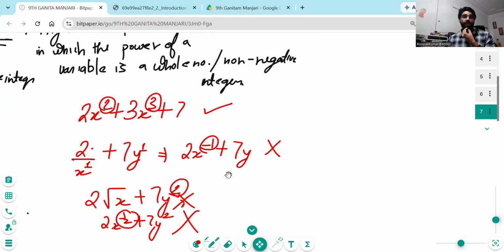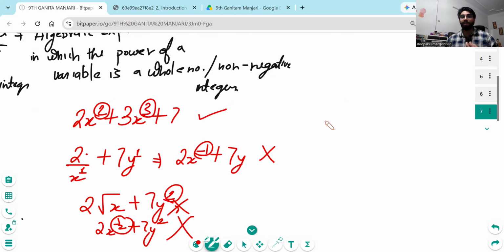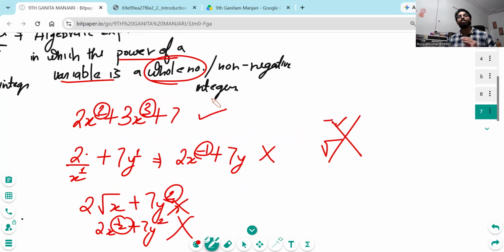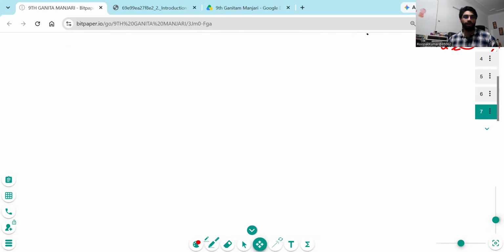तो जब भी आपका जो algebraic expression के अंदर power negative हो रही है या फिर आपको square root मिल रहा है, whatever cases are going on which are not whole number, it is never a polynomial. That's why अगर power of variable is a whole number, तभी वो हमारा पॉलिनोमियल होगा. I hope that is clear. अब आगे बात करते हैं, degree की बात करते हैं. Okay, let's talk about degree.